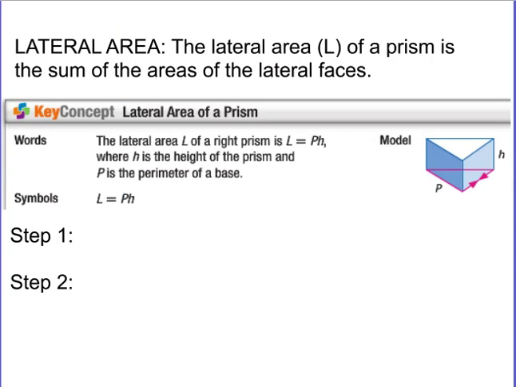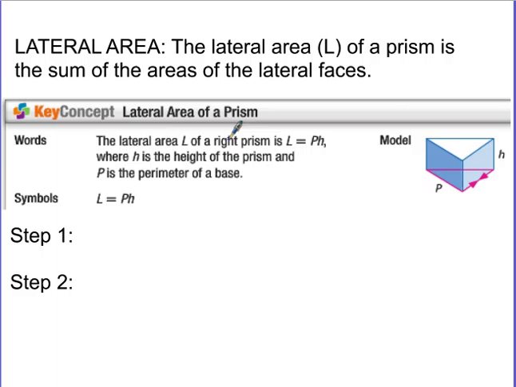So we'll jump straight in with some definitions and formulas that we use. Lateral area is what we're going to talk about first. The lateral area is always going to be abbreviated by an uppercase L. The lateral area of a prism is the sum of the areas of the lateral faces. So we're talking about the rectangles that make up the sides of the figure, not the shapes that make up the base. In this case, the lateral area would just be made up of these rectangles and not have anything to do with the triangles that form the base of that shape.